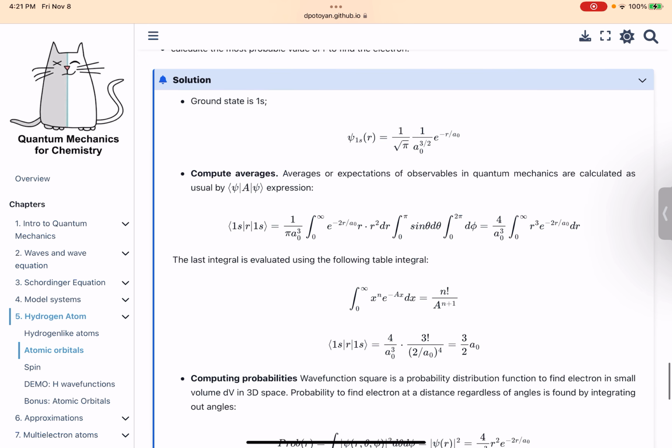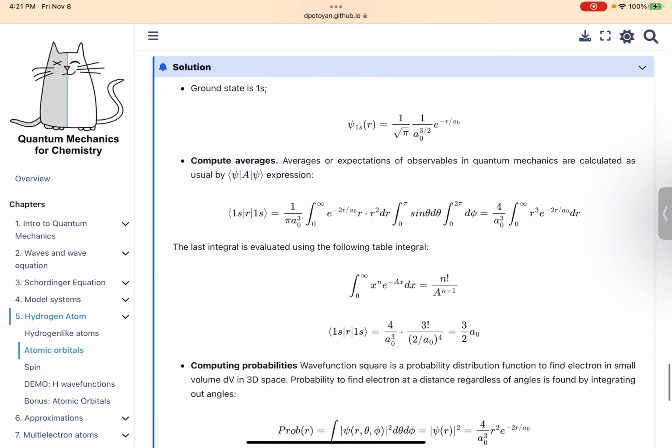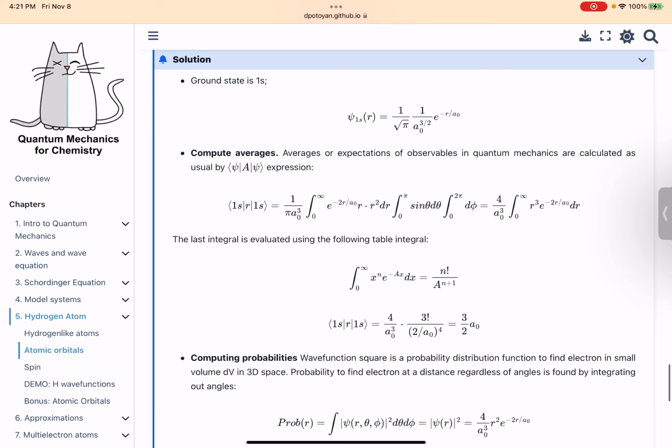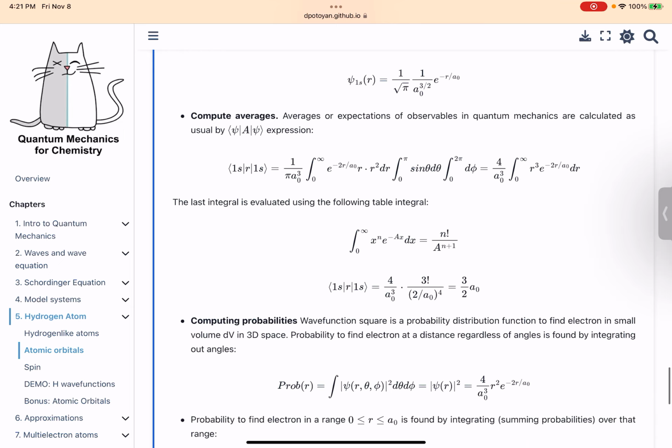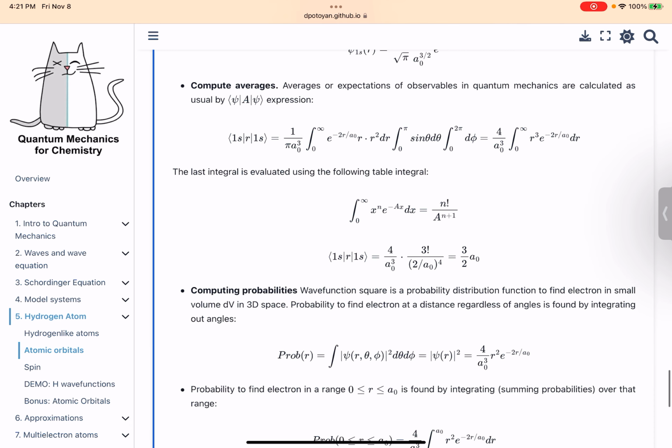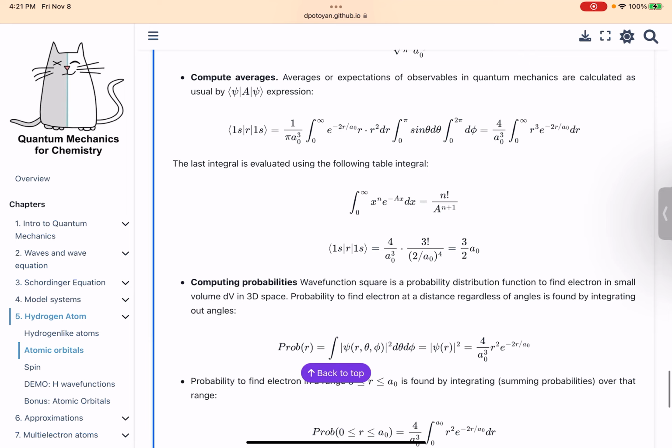You're given a wave function, and you're asked to calculate the average distance. So you throw this into the sandwich expression. The challenge is that you have to take care of all these variables of phi, theta, r, not forgetting the volume element and the integration limits. Please study this expression, make sure that every part makes sense. If you take care of all these variables and the integration limits, you end up with an integral that's relatively easy to evaluate, and there's a table integral given to you, and you get the expression 3/2 a0.